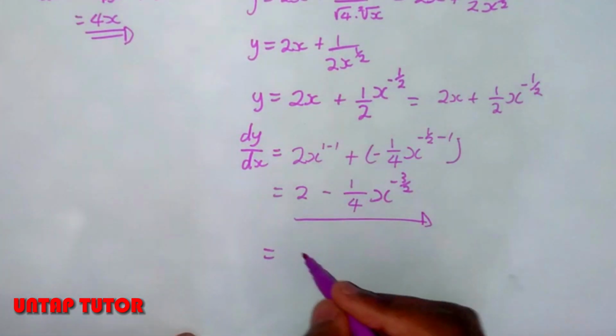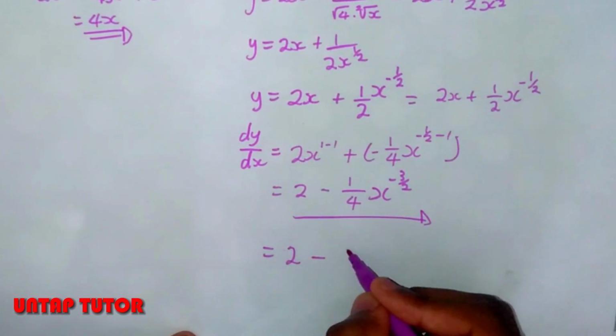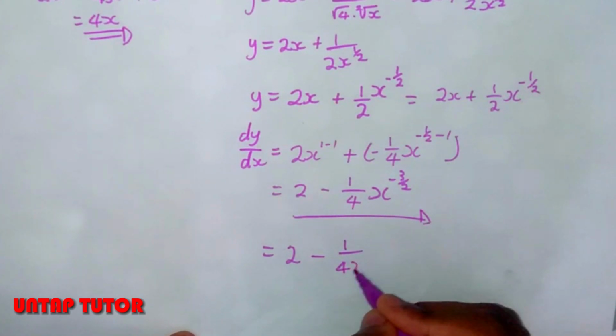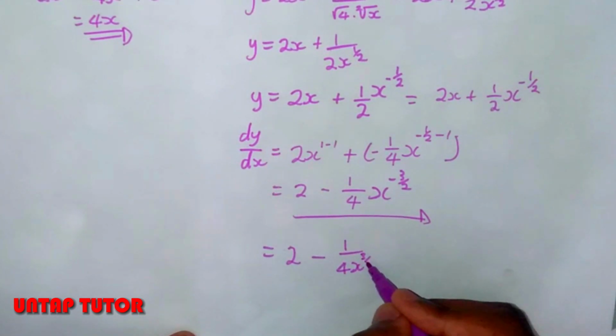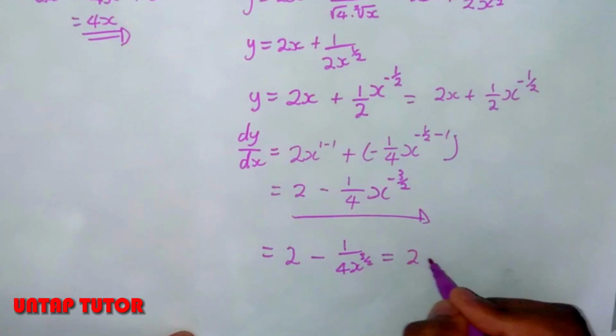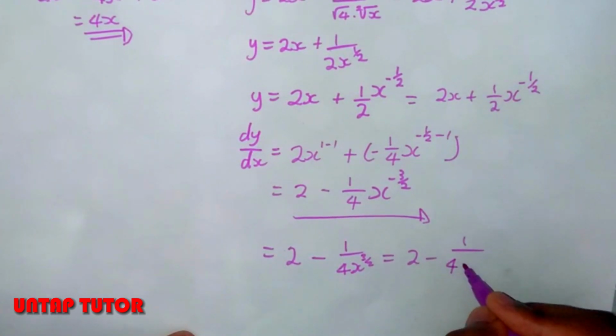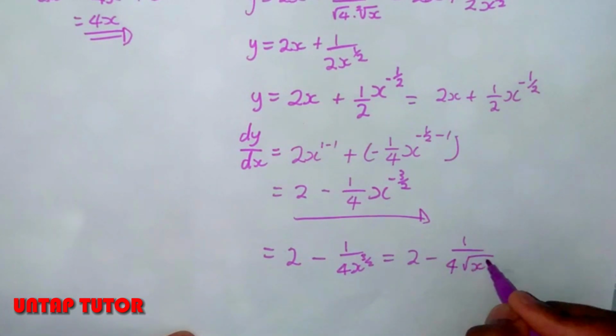But we can simplify this further to become 2 minus 1 over 4x to the power of positive 3 over 2, which will become 2 minus 1 over 4 into root x cubed.